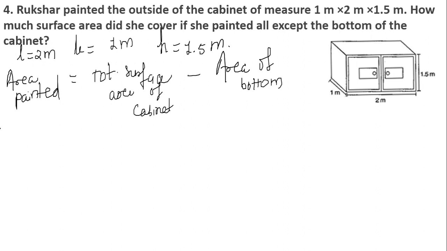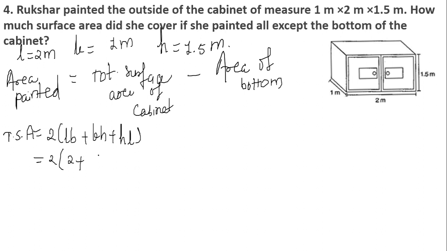Now total surface area is calculated by using the formula of the total surface area of the cuboid, that is 2 into LB plus BH plus LH. Just put the values in the given formula. That will give us 2 into L into B will give me 2 into 1, that is 2, plus B into H, 1 into 1.5 will give us 1.5 only, plus height into length, that is 1.5 into 2, this will give me 3.0. So the total value will be equal to 13 meter square. This is the total surface area.